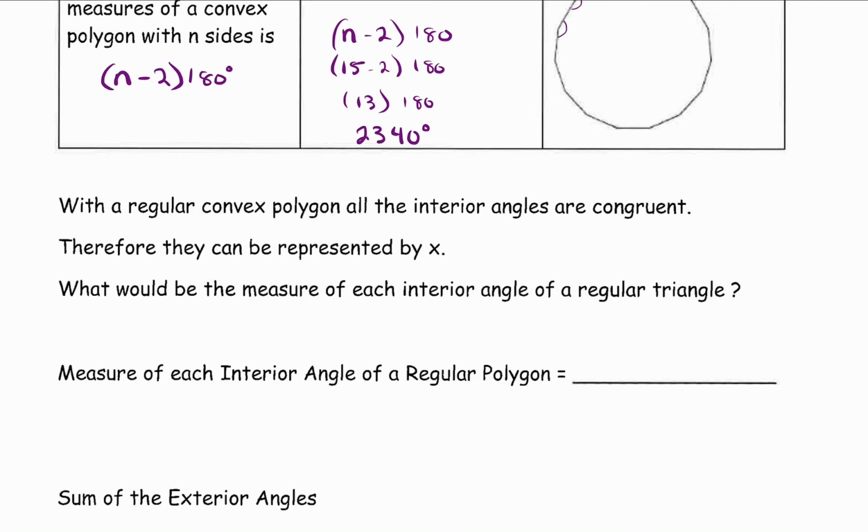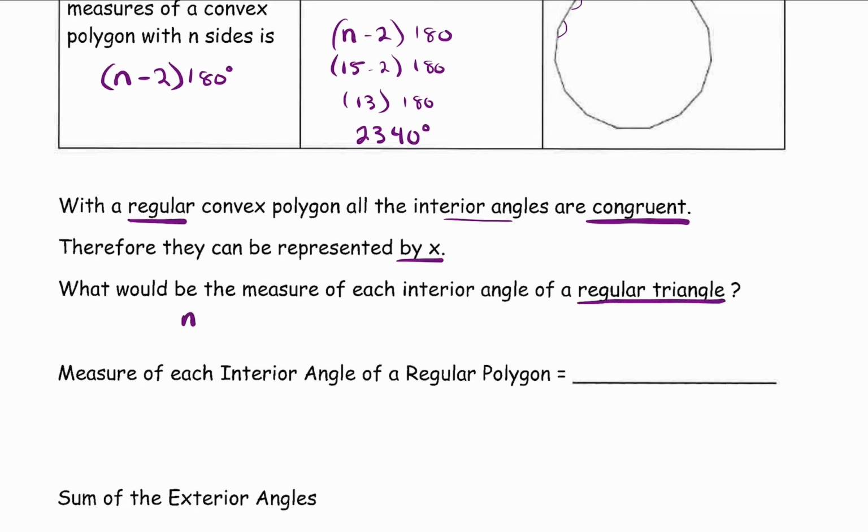So with a regular convex polygon, all of the interior angles are congruent. What that means is if we have a regular polygon, meaning all of the sides and all of the angles are the same, then the interior angles are all going to be congruent, and so we can represent that by an x because they're all going to be the same. So let's look at what a regular triangle would do then.